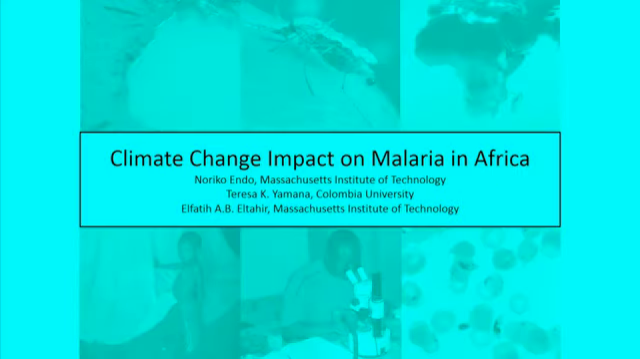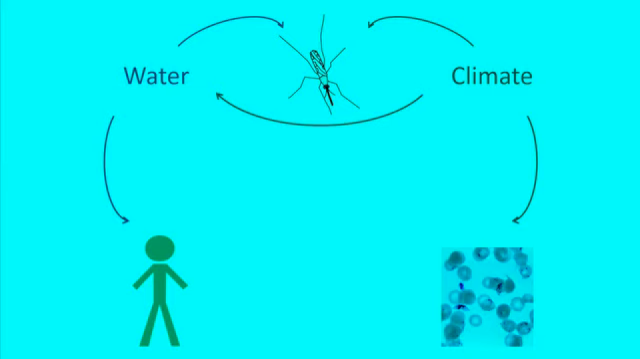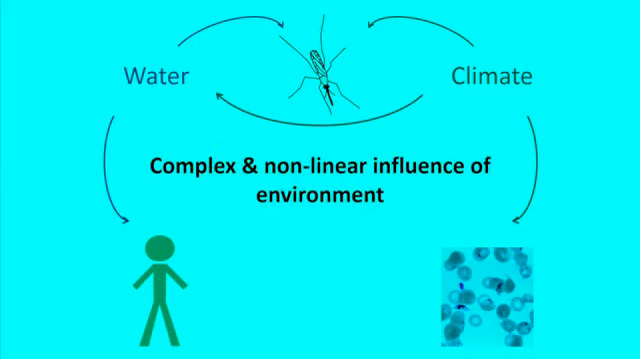system. The first message from me is that the environmental impact on malaria is really complex and nonlinear, so a simple correlation analysis may not be enough to analyze the environmental impact. So for rigorous analysis, you need a mechanistic approach. You need to analyze based on the principles of physics and biology. And one way to realize that is through simulation models.